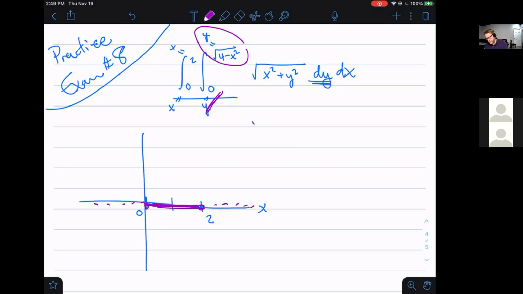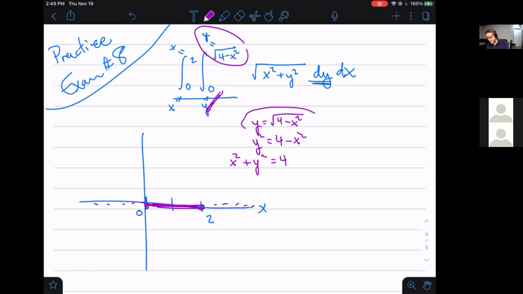And the way to see that it's a circle, if I just take this and pull it aside really quick, is we could square both sides. We would get y squared is equal to 4 minus x squared. And then I could add the x squared onto the other side. And now you really see x squared plus y squared equals 4. This is a circle centered at the origin of radius 2.